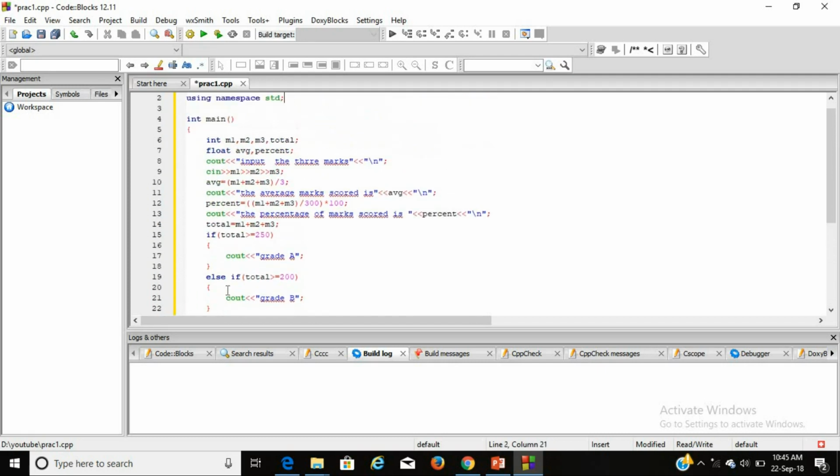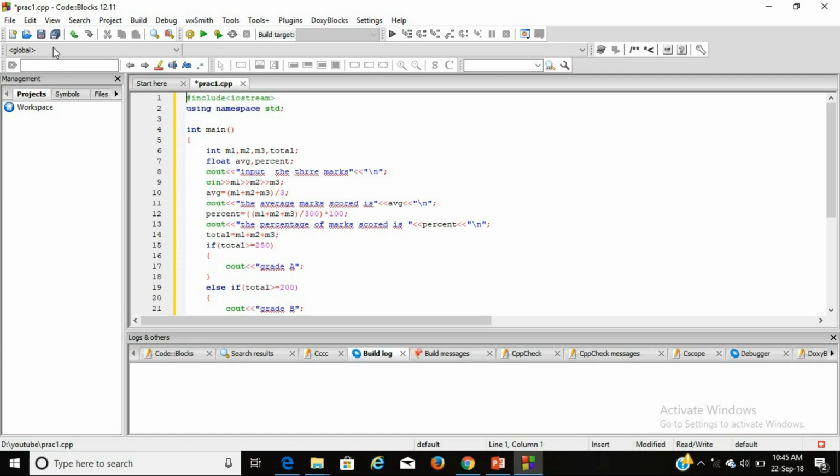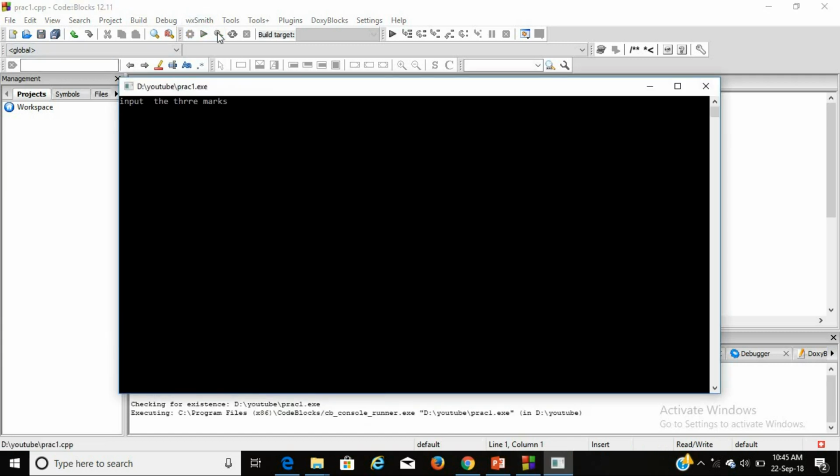So let's just go ahead and try running this. So it's asking me for 3 marks out of 100. Let's say I scored 15.1, 16.1, and 17.1. So the average is 60. That's right. Percentage of marks scored is 0. And the grade is C.